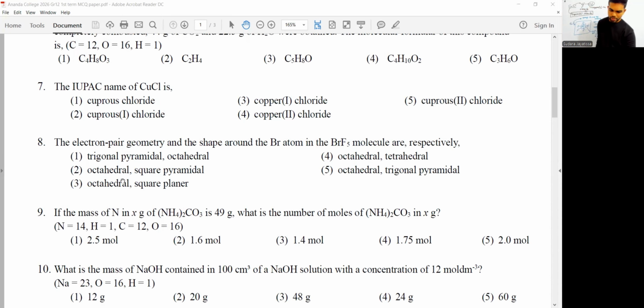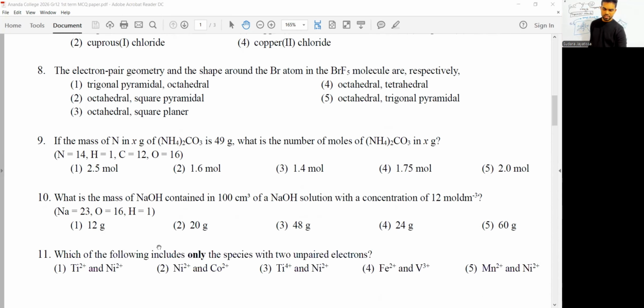So there's another chemical calculation, a small one. Let's go to that too. If the mass of nitrogen in X grams of ammonium carbonate, so don't worry about the name, it was taught in the IUPAC nomenclature that I mentioned earlier, ammonium ion and carbonate ion. The nitrogen mass is 49 grams. So it's asking the number of moles of this X. Let's try to use this space. It's a small question.